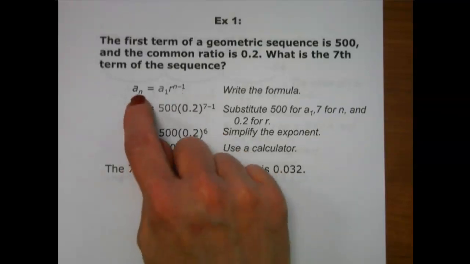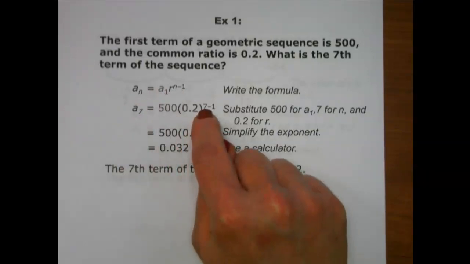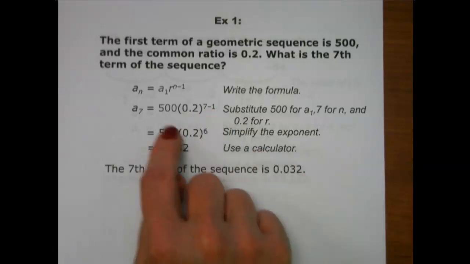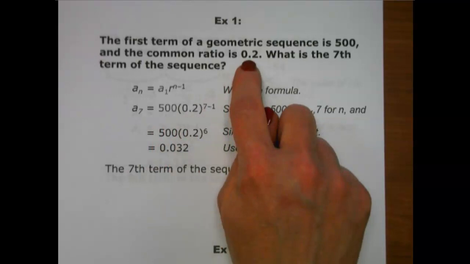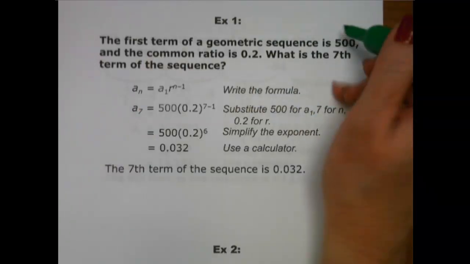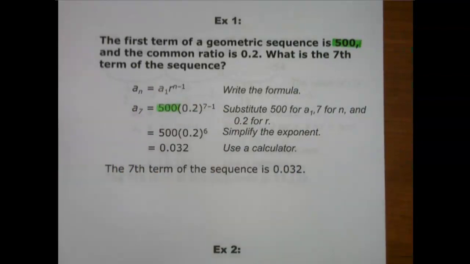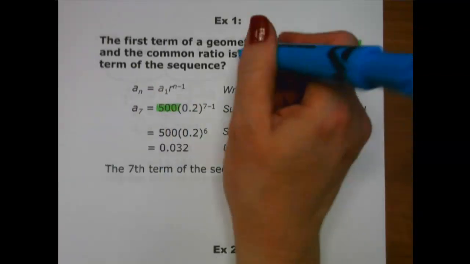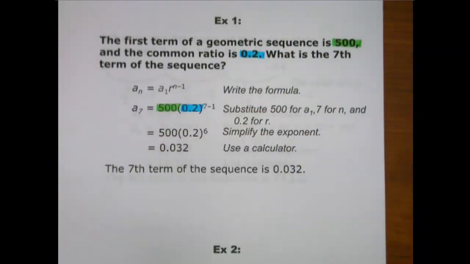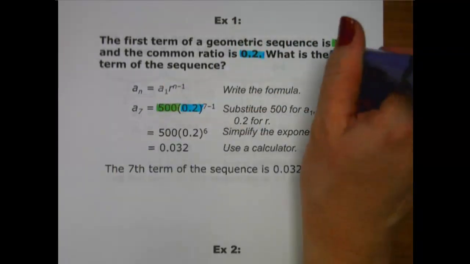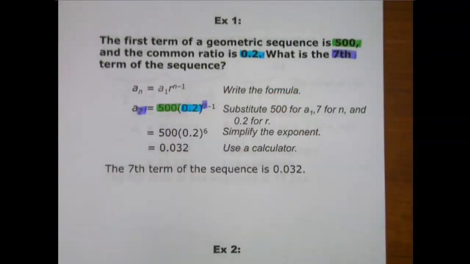Well, your n comes from here. It's the same number. So your 7 still stays a 7, but you want 7 minus 1. So you have 500 times your factor of 0.2, which is what they gave you here. So the 500 came from here. That's your starting point, all right? Your common ratio is 0.2. Put that right in there. And then they want to know the seventh term. So a sub 7, and that gives you 7 minus 1.